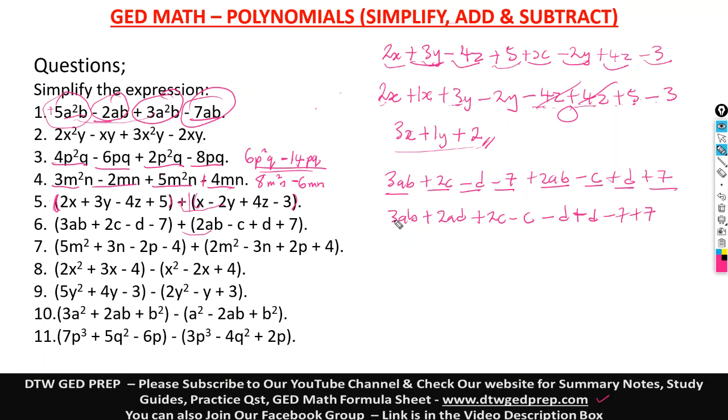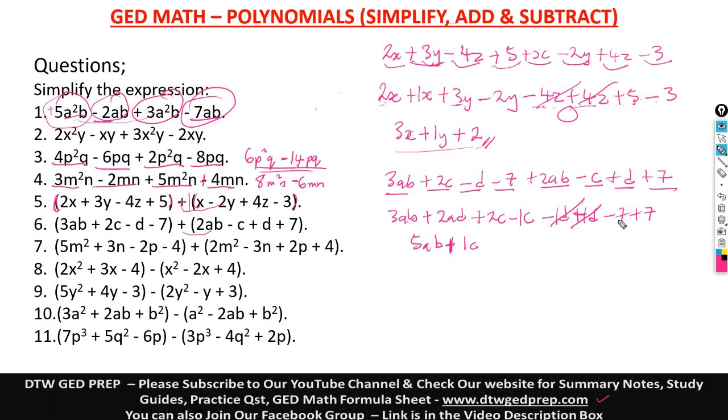Now here, this is a 3ab plus 2ab. That will give us a 5ab. This is a positive 2c minus c, which is like a 1 here. So positive 2 minus 1 will give us a 1, and the sign will take positive. So that's 1c. Okay, we have a negative d positive d. That's like a negative 1 positive 1. You are subtracting 1 from 1, which will give us a 0. So this will cancel out.